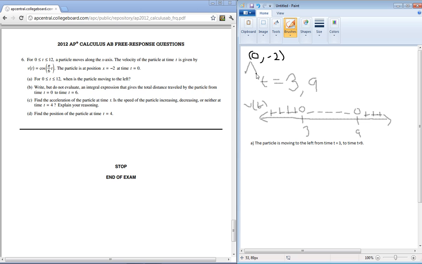Write but do not evaluate. That's why it's a non-calculator. So this was A. This is going to be B. Write but do not evaluate an integral expression that gives the total distance traveled by the particle from time equals 0 to time equals 6. That's the integral of this from 0 to 6. The total distance traveled.